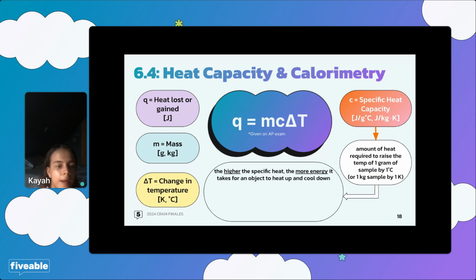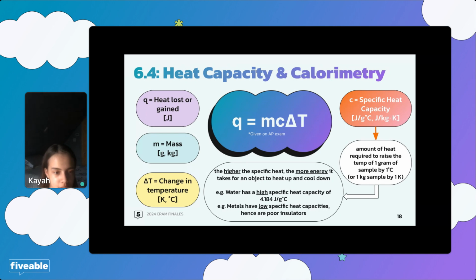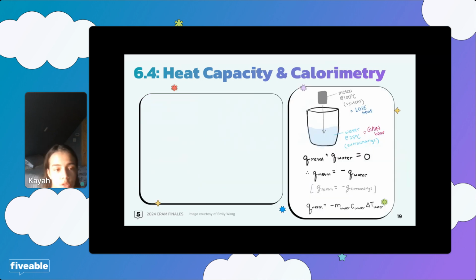And then lastly, the higher the specific heat, the more energy it takes for the object to heat up and cool down. For example, water has a specific heat capacity of 4.184 joules per gram Kelvin, per gram Celsius, sorry. And metals have a generally low specific heat capacity and therefore are poor insulators. So that's important to know, and that may come up in different ways on your exam.